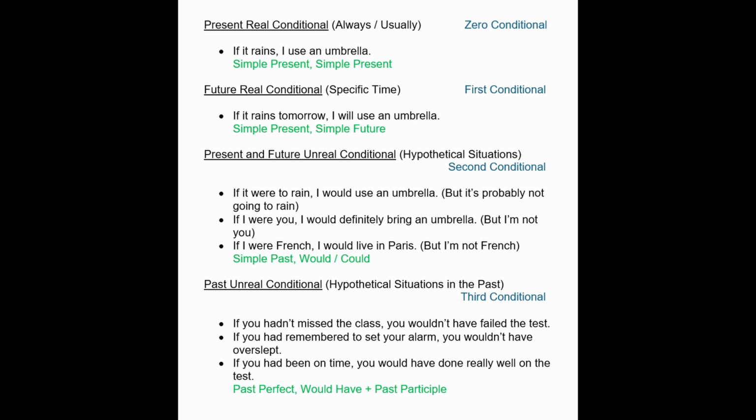So this is different from the first one. The first one, we're just talking in general terms. The second one, we're talking in specific terms about an actual situation that could happen in the future, okay? If it rains tomorrow, not in general, but tomorrow, I will use an umbrella, okay? So that's this future real conditional. That is actually the most common type of conditional. The next one is also really popular. I believe it's the second most common type of conditional.